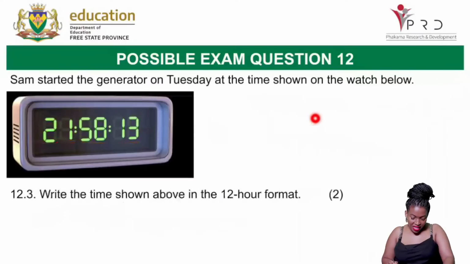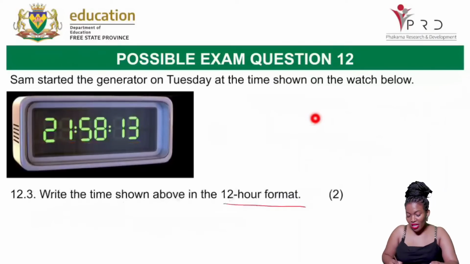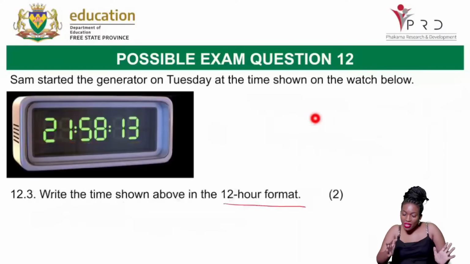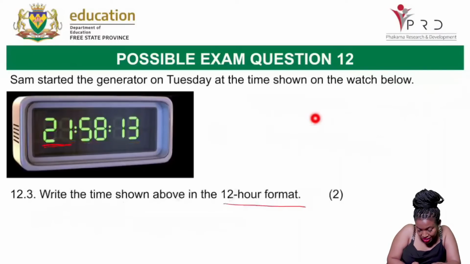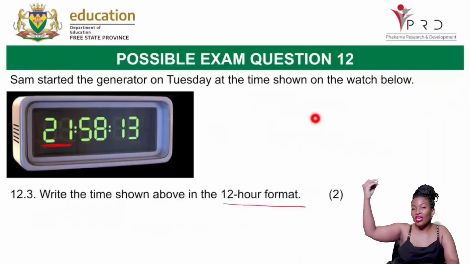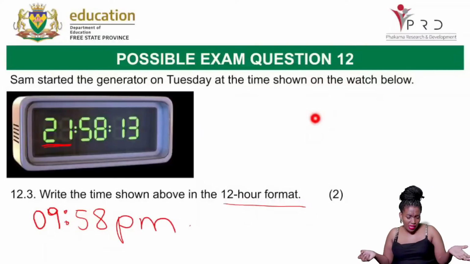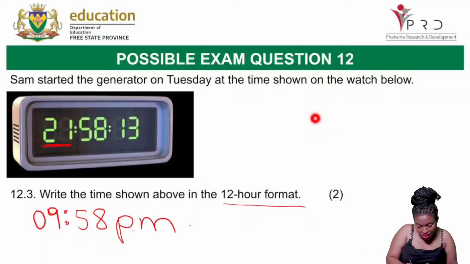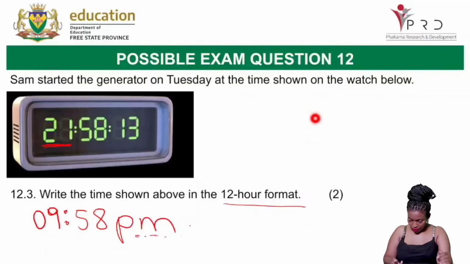12.3, write the time that is shown above in the 12-hour format. Remember I said the 12-hour format, we use AM for time in the morning and PM for time in the afternoon. This is 21. This tells you that it is 9 o'clock in the evening. Therefore, it will be PM. So how will we write it? You will write it as 09:58 PM. We don't usually indicate the seconds. So this is 09:58 PM. The PM here tells us that this is the time in the evening.